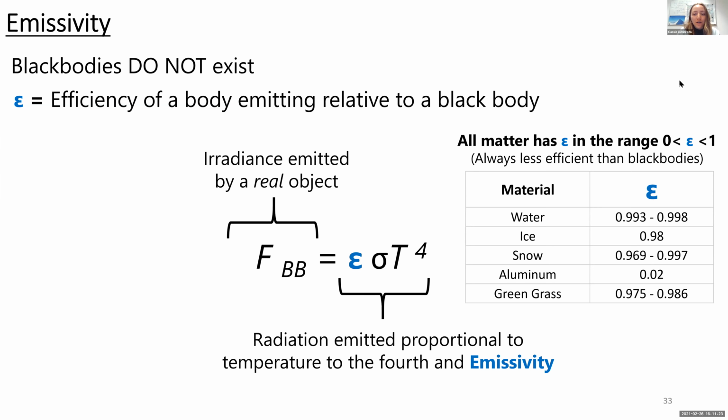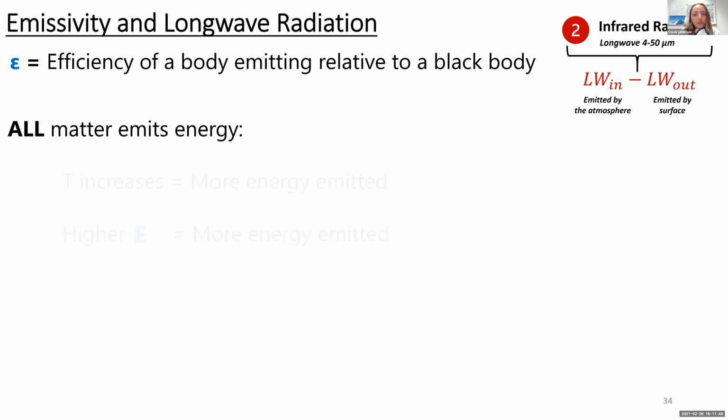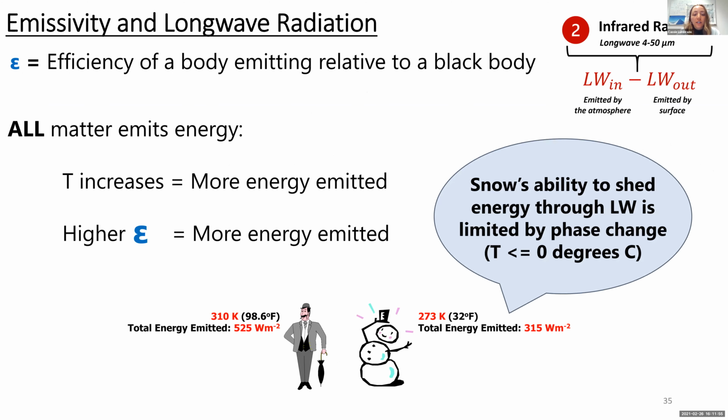So water, ice and snow, highlighted here, are pretty close to 1, but then you have something like aluminum, which has a lot lower emissivity. And so you can see how using this estimation and talking about this in the form of snow, water, and ice can be very relevant. So if we're looking at emissivity and longwave radiation, we have this idea that all matter is actually emitting energy. If you have an increase in temperature, you're emitting more energy, and if you have a higher emissivity, you're going to be emitting more energy.